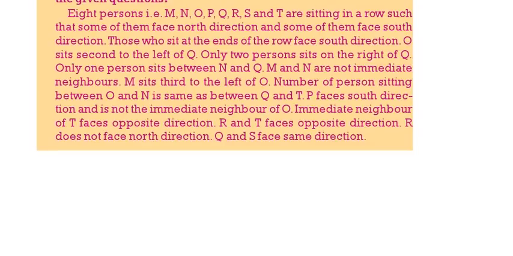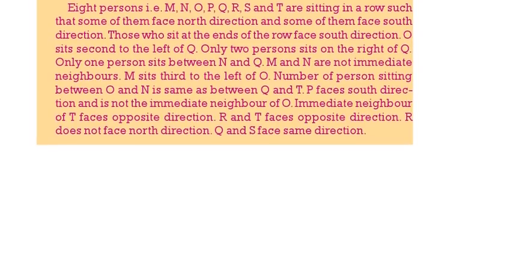Number of persons sitting between O and N is same as between Q and T. P faces south direction and it is not the neighbor of O. Immediate neighbors of T face opposite direction. R and T face opposite direction. R does not face north direction. Q and S, they face the same direction.